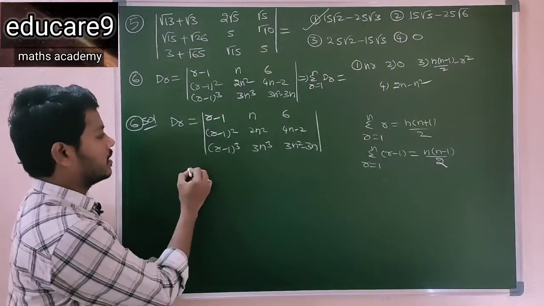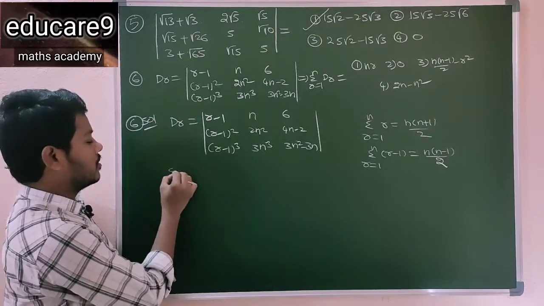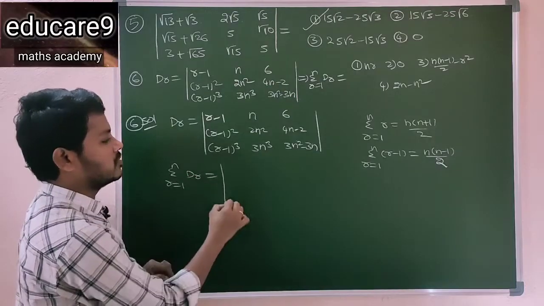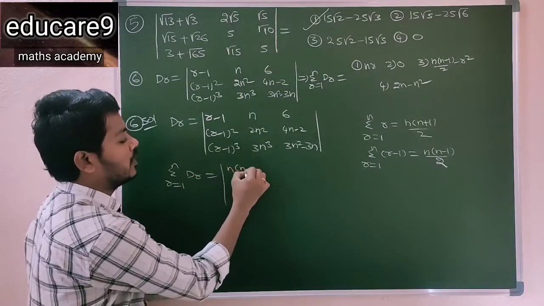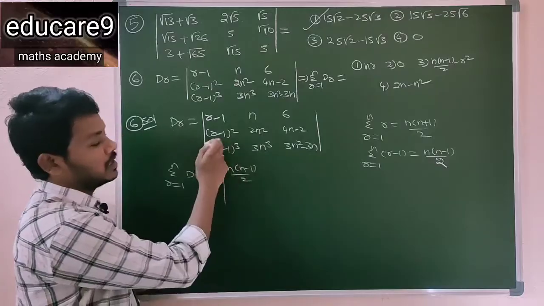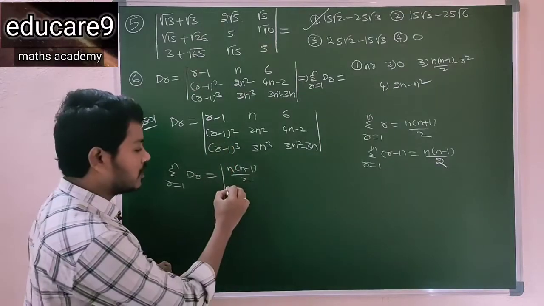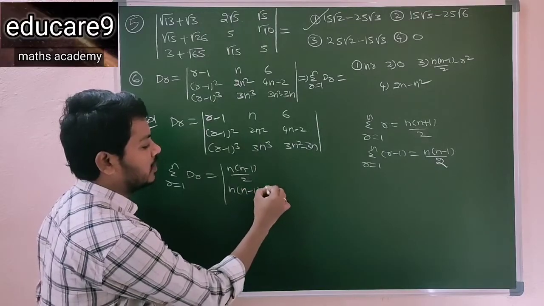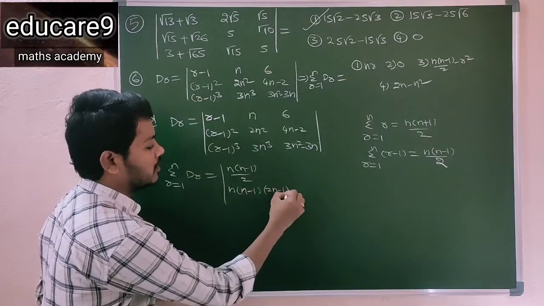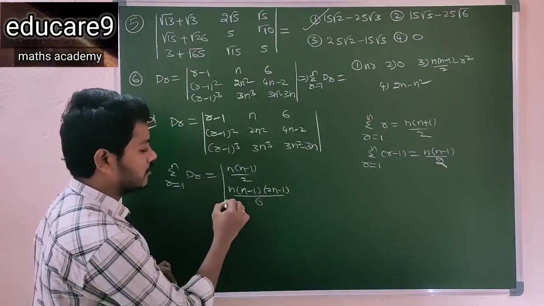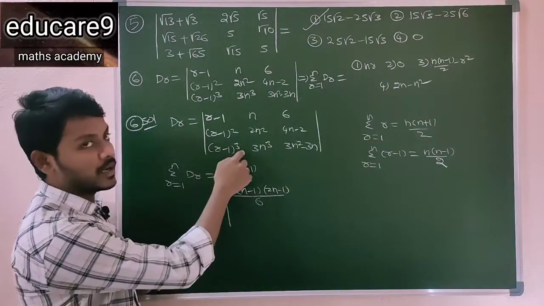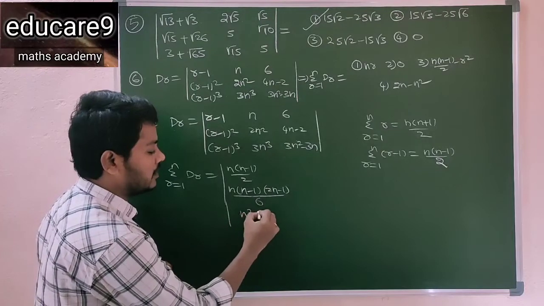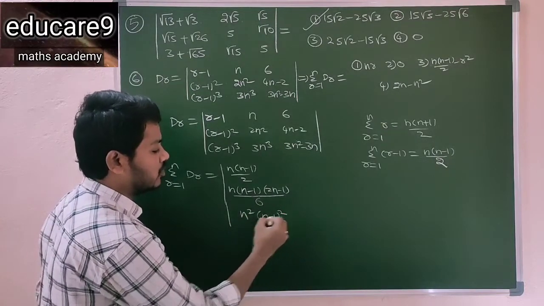So now right here, apply summation. Summation r equals 1 to n of dr, this is clearly n into n minus 1 by 2. Here the sum of the squares of the terms is n into n minus 1 into 2n minus 1 by 6. Next, the sum of the cubes of the terms is n square into n minus 1 whole square by 4.